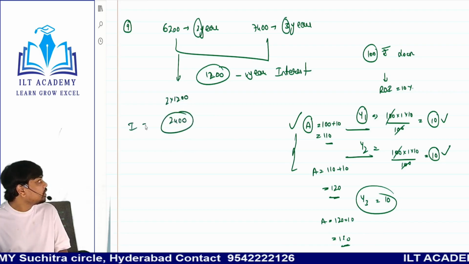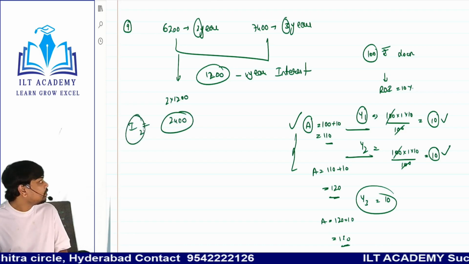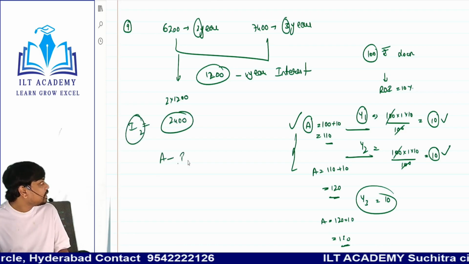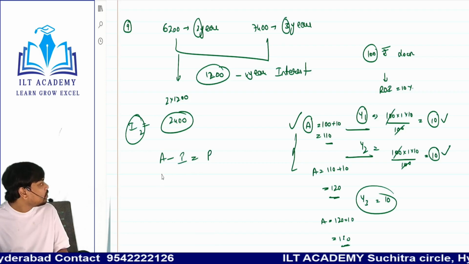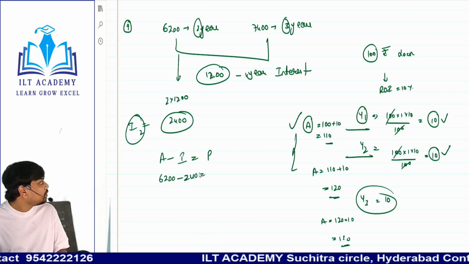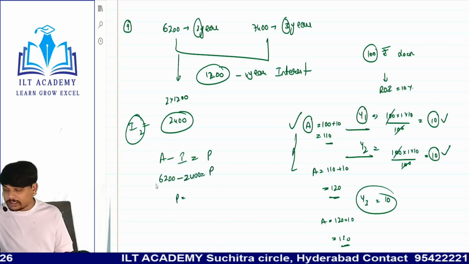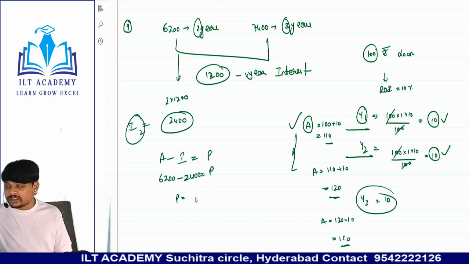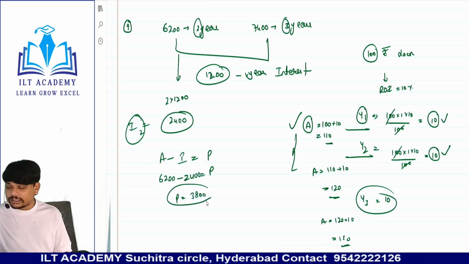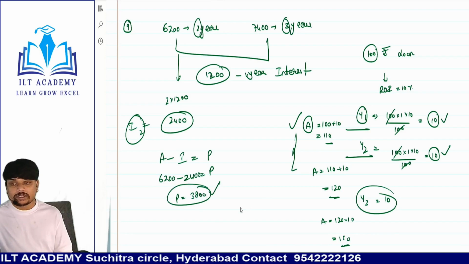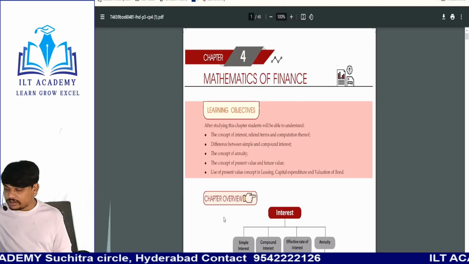Now I know interest for 2 years, so amount minus interest will give me what? Principal. So amount is how much? 6,200 minus interest is how much? 2400. So principal is how much? 6,200 minus 2,400, 3,800 is the principal. I have got what? Principal. Now I need to find what?